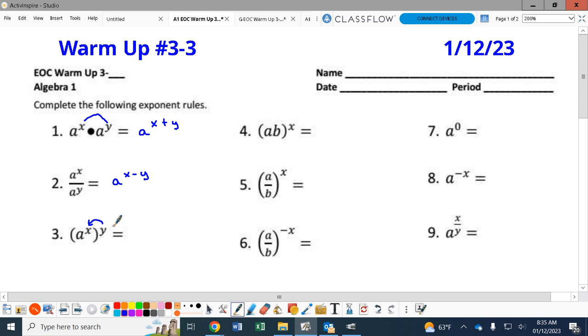So we said power on power, you are going to multiply. So to do this, you're going to do a to the x times y, which you can write just as xy. Guys, variables, when you put them next to each other, should mean multiplication. You don't need a sign in between them. Okay? For the next one, this is distributing a power. If you have a product and you have a power on the outside, you have to distribute it to everything that is in here. So this would be a to the x and b to the x.